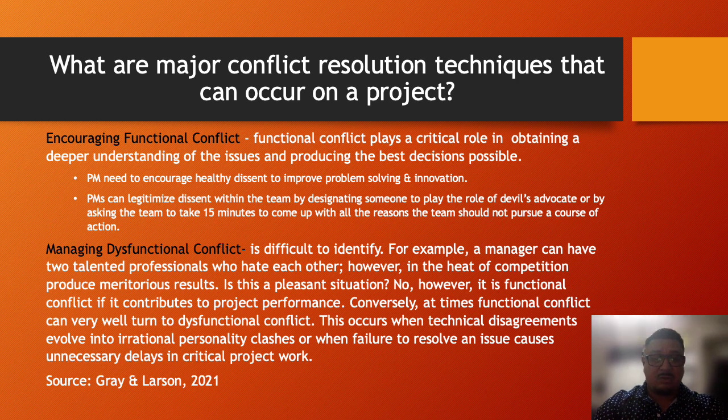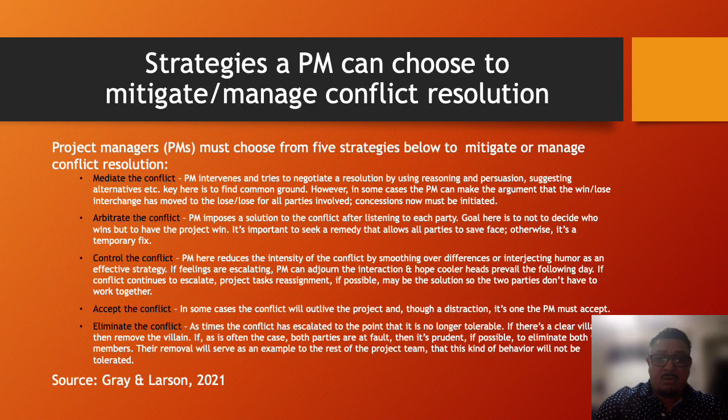Conversely, at times, functional conflict can very well turn to dysfunctional conflict. Now, this occurs when technical disagreements evolve into irrational personality clashes or when failure to resolve an issue causes unnecessary delays in critical project work. Now, when you have dysfunctional conflict, what are the strategies that you can take as a PM? Well, you have five strategies to choose from to be able to mitigate or manage conflict.